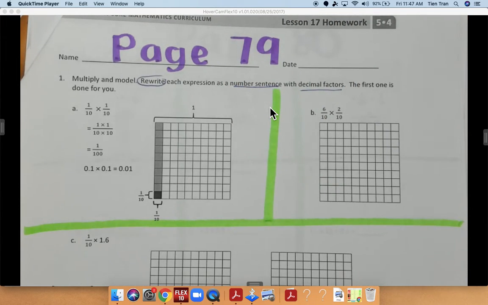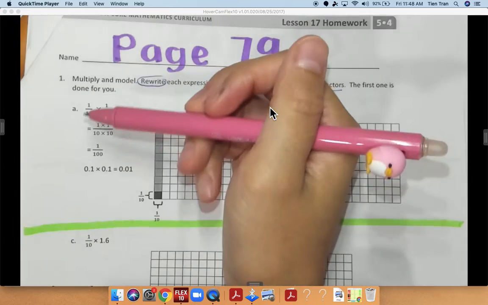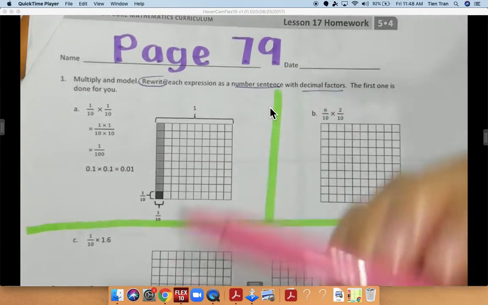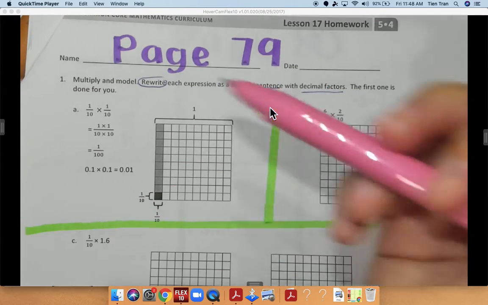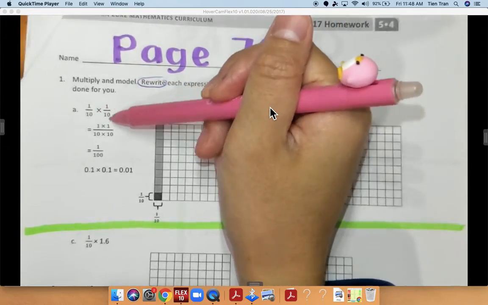Now, this is going to be really interesting because we haven't done decimals since module 2, or module 1 actually. So it's been a while, but I'm going to make sure I go over it with you so you really understand. So looking at the example problem first, it says right here, we have 1/10 times 1/10.